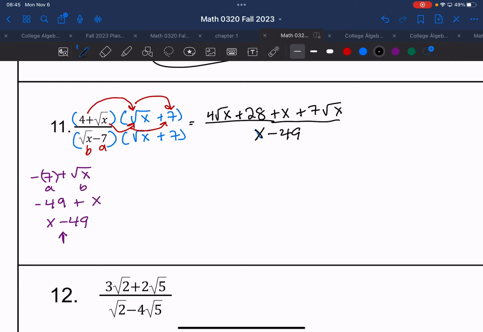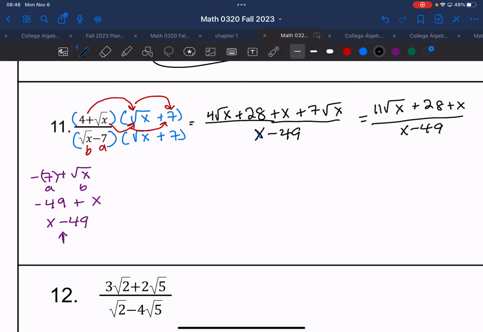So continuing on with this problem, can we combine any like terms in the numerator? We have 4 square roots of x and 7 square roots of x, which can become what? 11 square roots of x. Because we have 4 of them and then we have 7 of them, so combine them, we have 11. Then we have 28, then we have x. They don't combine with anything else. And on the bottom, we have that x minus 49.